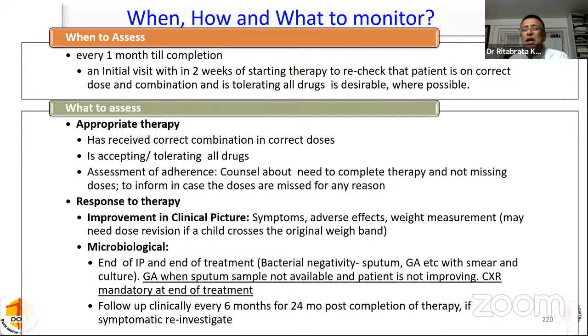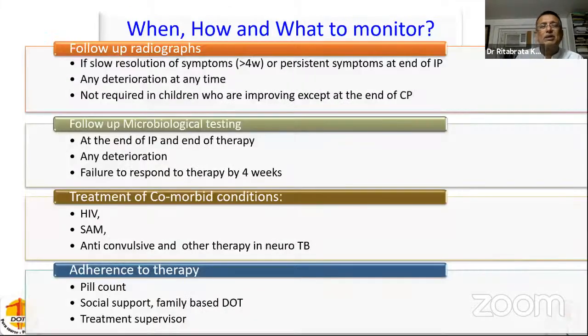And regarding the radiological assessment, usually if the child is doing well, we don't do a repeat X-ray, but we do like to do a repeat X-ray at the end of the therapy. But if there is deterioration, then we do earlier. And regarding the microbiological reassessment, we usually do at the end of intensive phase. That means after 2 months, and then again at the end of therapy. We'll come a little bit in details.